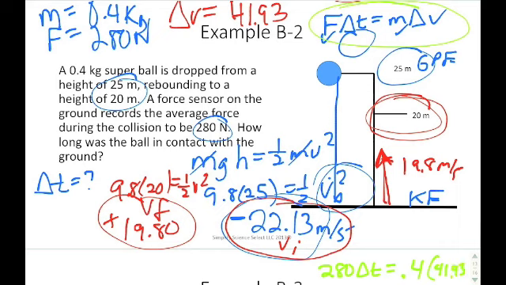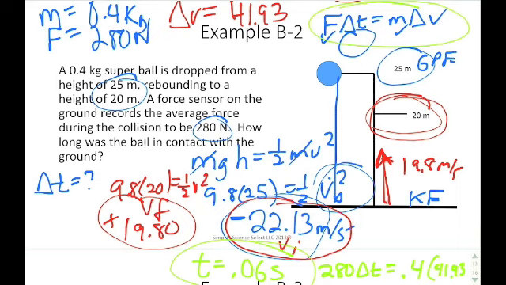Multiply all those out, divide by 280, and you end up getting 0.06. Time is 0.06 seconds. So the ball is actually in contact with it for a very, very small amount of time. Now, with a regular Super Ball, it's going to be in contact for a lot longer, so it's not going to have as great of a force. But that kind of gives you an indication of what we're talking about.